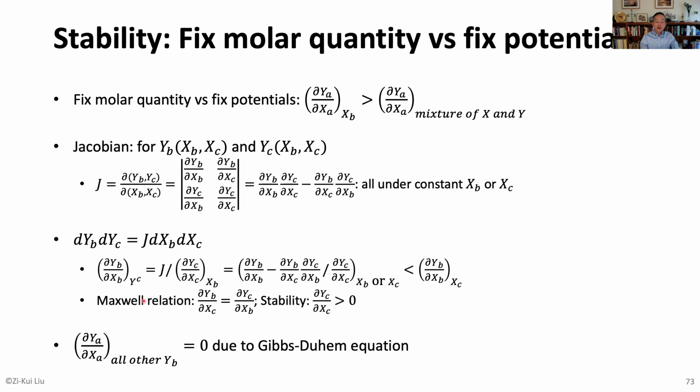Of course, in the last lecture we talked about the Gibbs-Duhem equation. If all the other potentials are fixed, this potential is fixed too, right? Because all the potentials are related. That's the limit we can reach. So that means if you fix all the potentials, the derivative is also equal to 0. So it's not changeable. That's because of the Gibbs-Duhem equation for a homogeneous system.